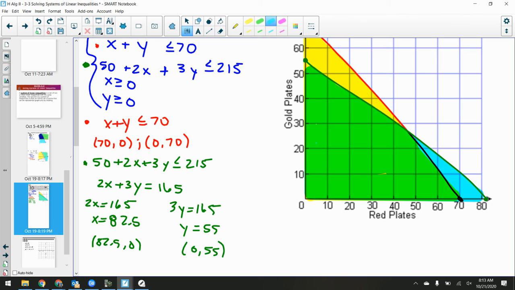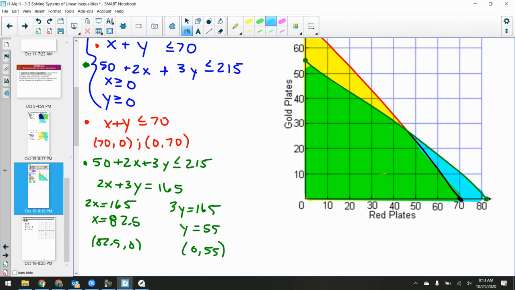Like, for example, would it work if I made 50 red and 10 gold? Yes. Would it work if I made 60 red and 10 gold? Still, yes. Would it work if I made 20 red and 40 gold? Yes. Would it work if I made 20 red and 50 gold? No. Well, it would meet one of my constraints. It would not meet both of my constraints. Okay. Questions about that? Okay. Be very nice and neat with your shading.